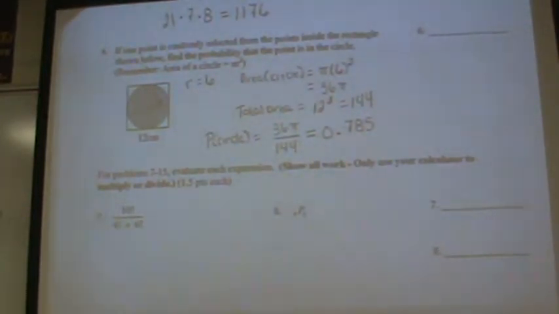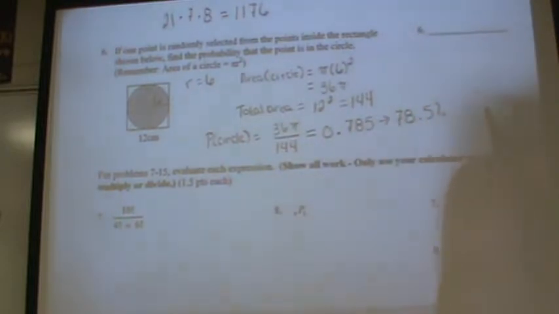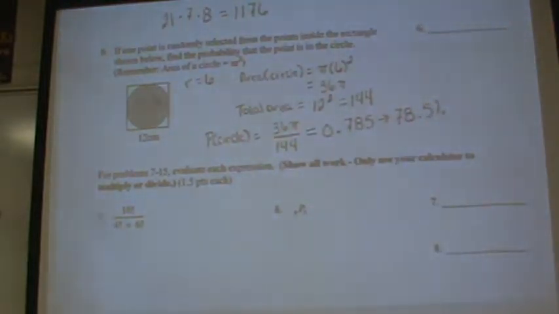So it wants us to find the probability. So you can either use this decimal, or it's better to write this as a percentage, which would be 78.5%. So there's a 78.5% chance that a dart thrown will land in the circle.